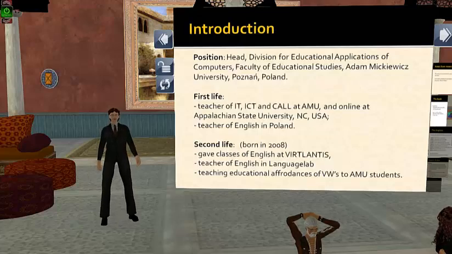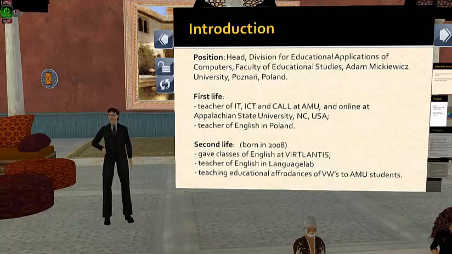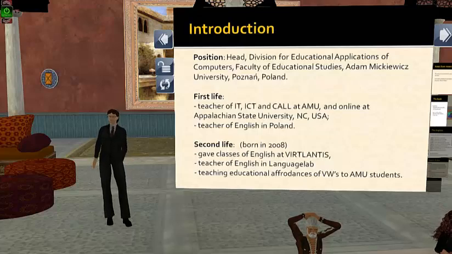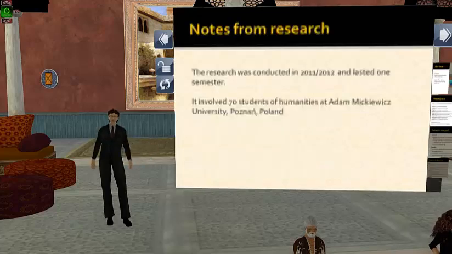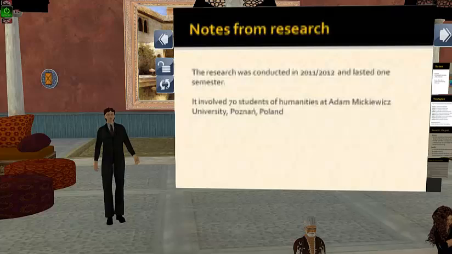In Second Life, I was born in 2008, and I gave some classes in the past. I gave classes of English at the island of Vertlantis, which may be familiar to you. I was a teacher for almost 2 years in the largest school of English in Second Life, which was Language Lab. I also teach educational affordances of virtual worlds to my real life students at Adam Mickiewicz University, both intramural and extramural.